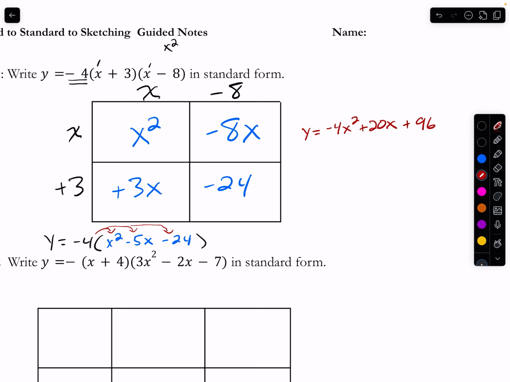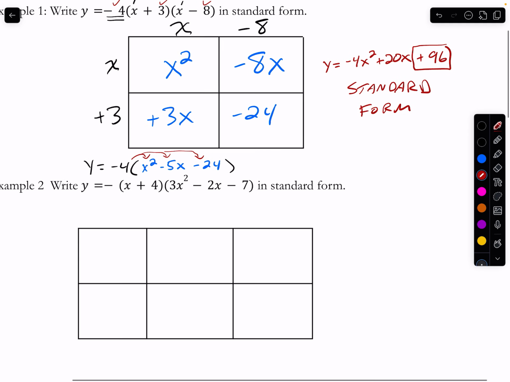What's interesting here is if you want to find out what the y-intercept is, the y-intercept is always that last number. We can check by multiplying -4 times 3 times -8, and you're going to get the y-intercept value. So now this is written in standard form.